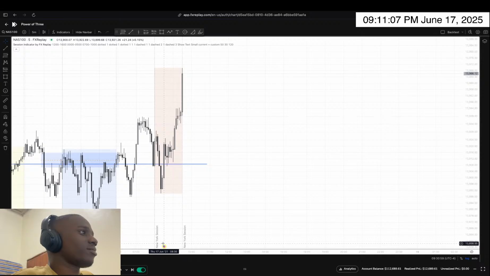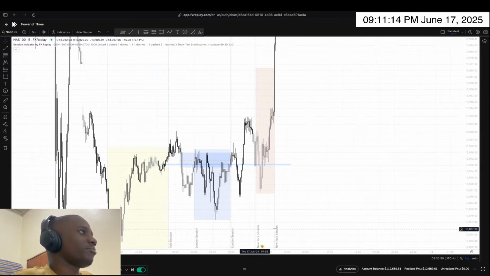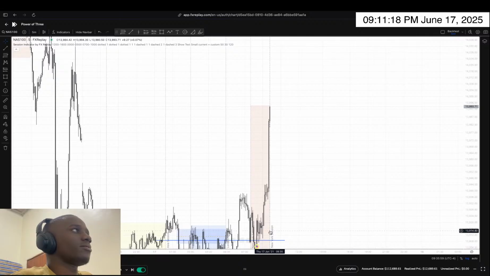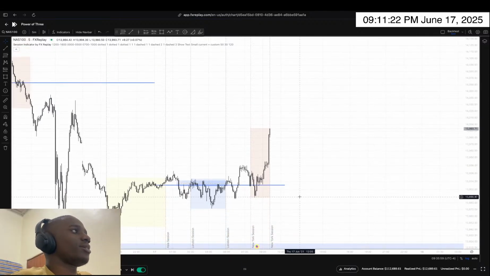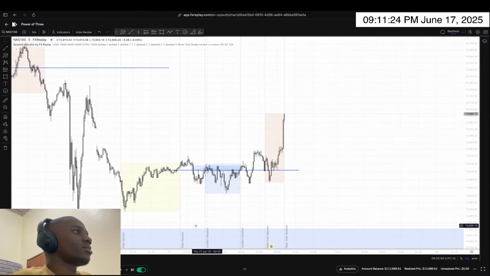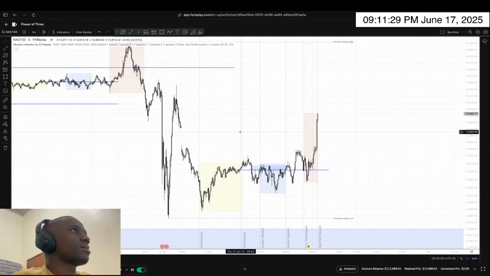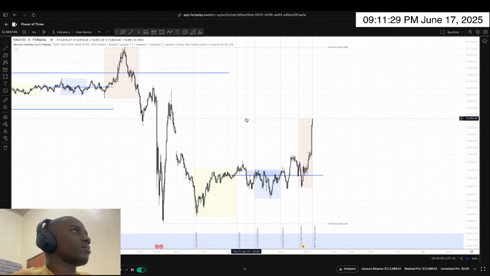Okay, then we don't drop, as you can see, push crazy high. 9:30 open. Wow. All right. It looks like we're about to take out some liquidity, for sure. Our previous day high.